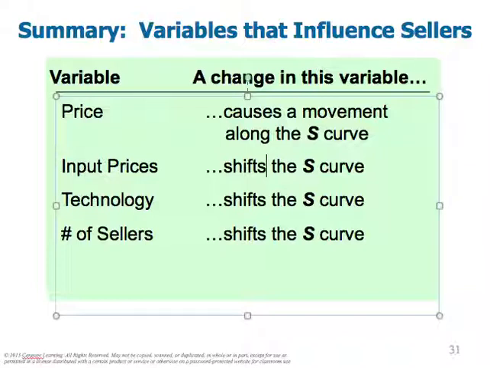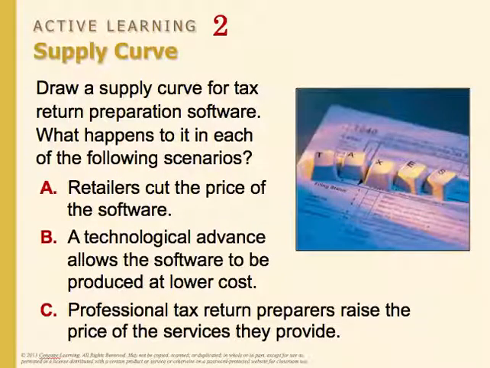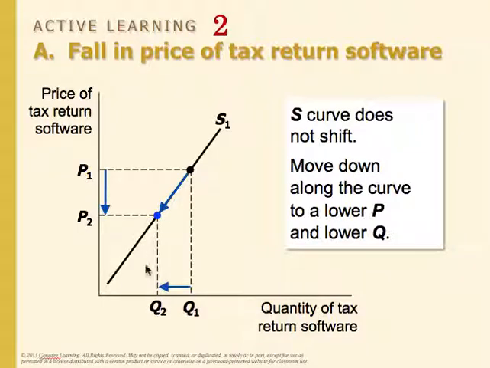Okay, let's have a look at an example here, an exercise here. Draw a supply curve for tax return preparation software. What happens to it in each of the following scenarios? Retailers cut the price of the software. So let's first draw the supply curve for tax return preparation software. We know that the supply curve is typically upward sloping. Okay, so that's the supply curve for the tax return preparation software.